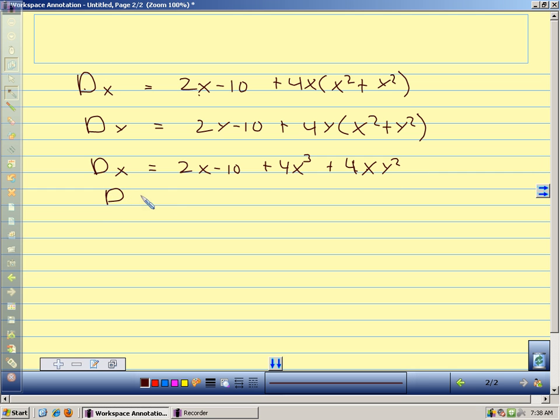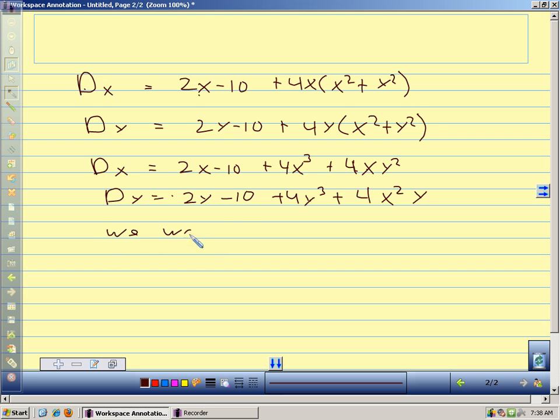And dy is 2y minus 10 plus 4y to the third plus 4x squared y. And we want each of these, we're going to minimize our distance squared. We're looking for our critical points, so we're going to set each of these equal to 0 in order to find our critical points.